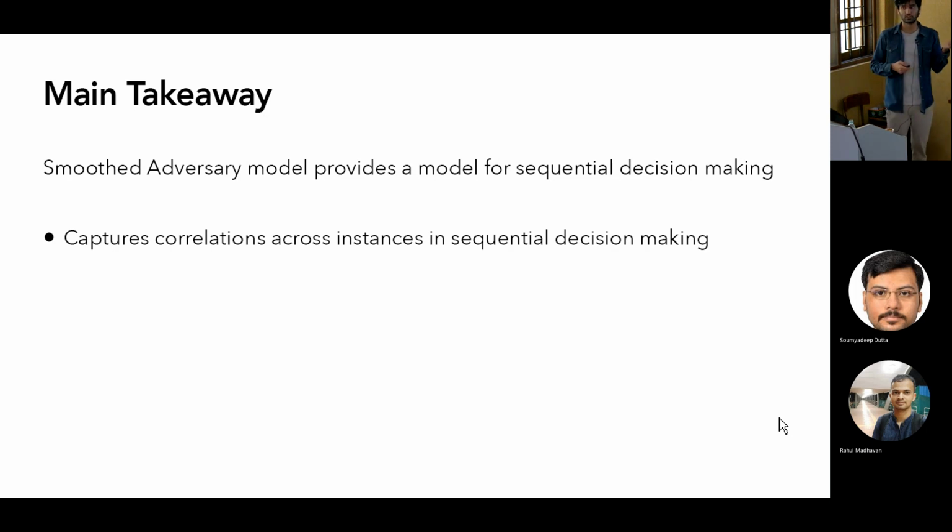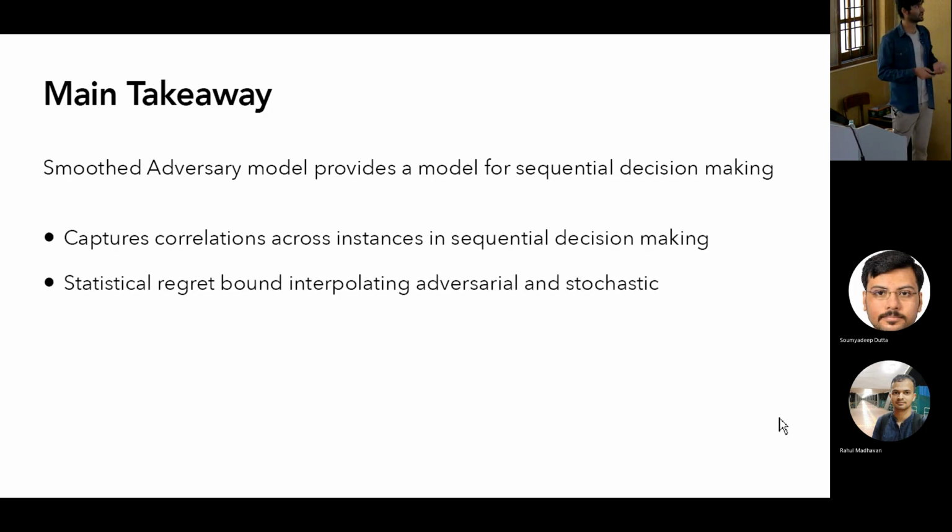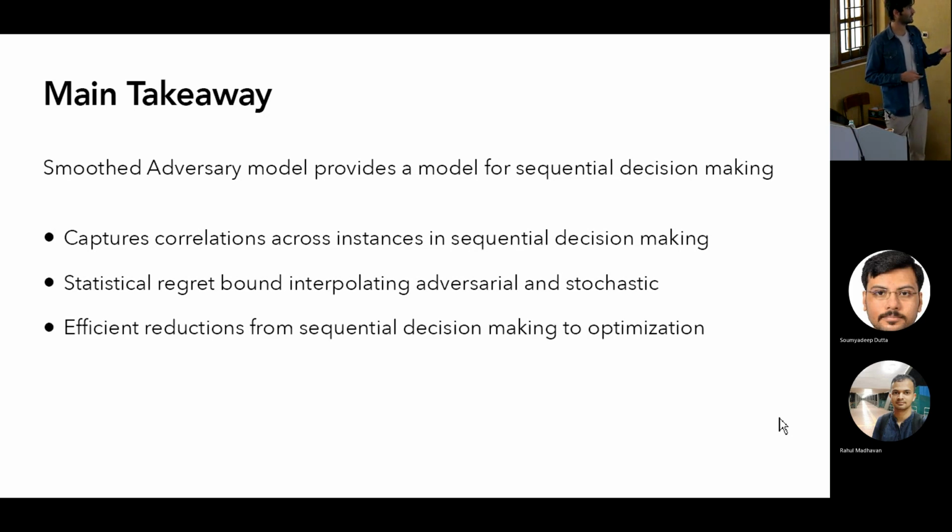So the main takeaway is that the smooth adversary model gives you a model for sequential decision making which captures correlations across time steps, gets you statistical regret bounds interpolating between the adversarial and stochastic cases, and reduces sequential decision making to optimization.